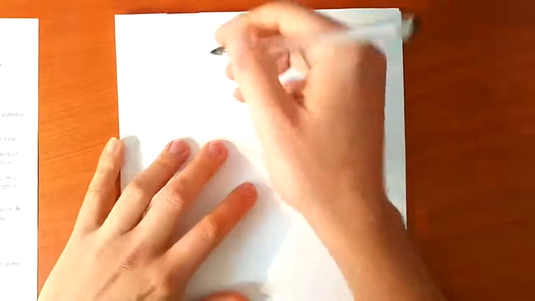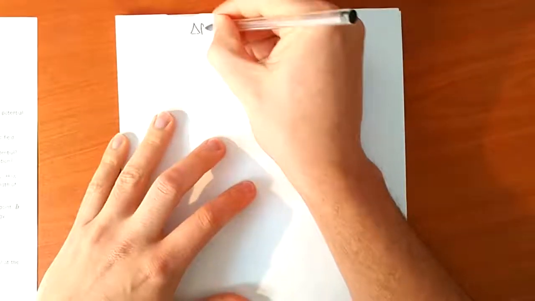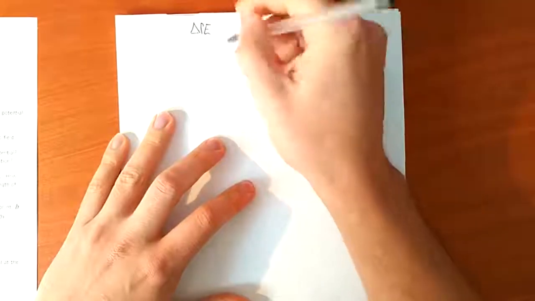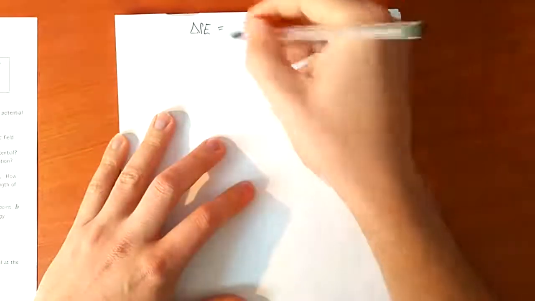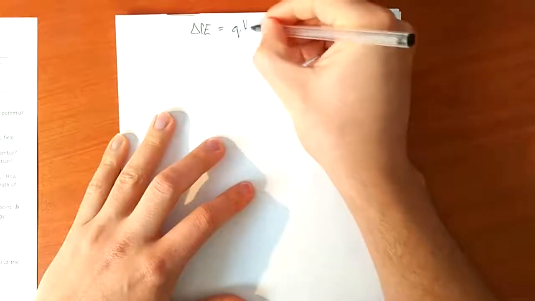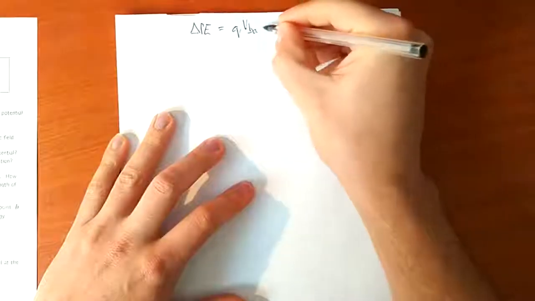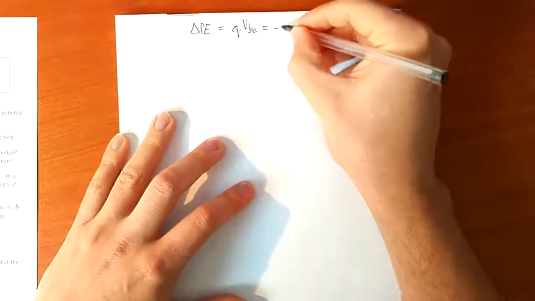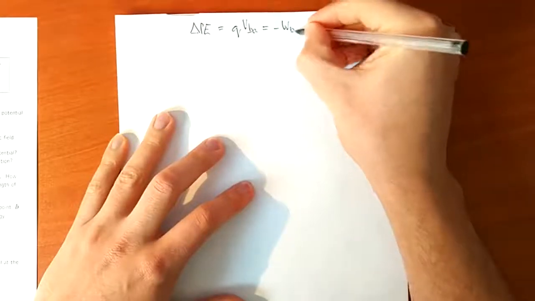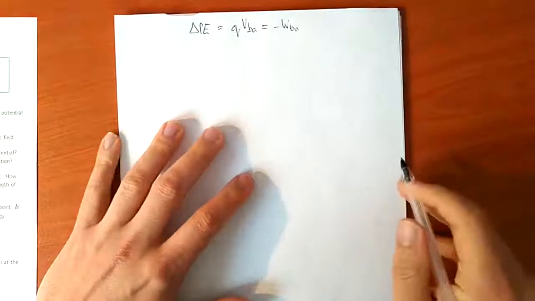So we're going to use the same formulas as in the first question. Let's just write them at the top again. The change in electric potential energy, when a charge moves from point A to point B, is equal to Q times the potential difference going from A to B, which is equal to minus the work done by the electric field on the charge going from A to B. Right.